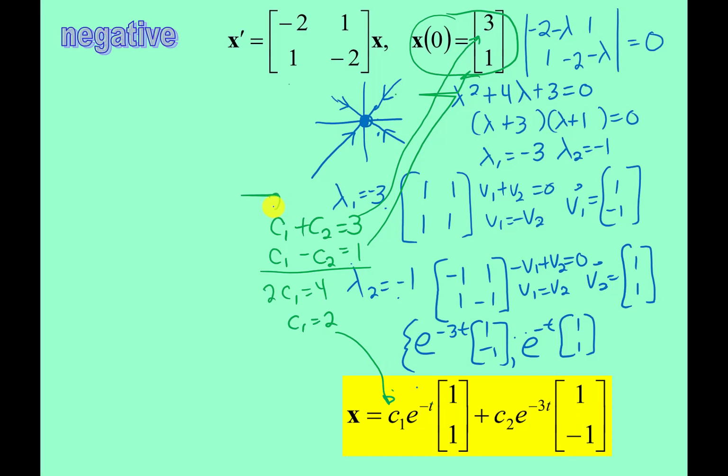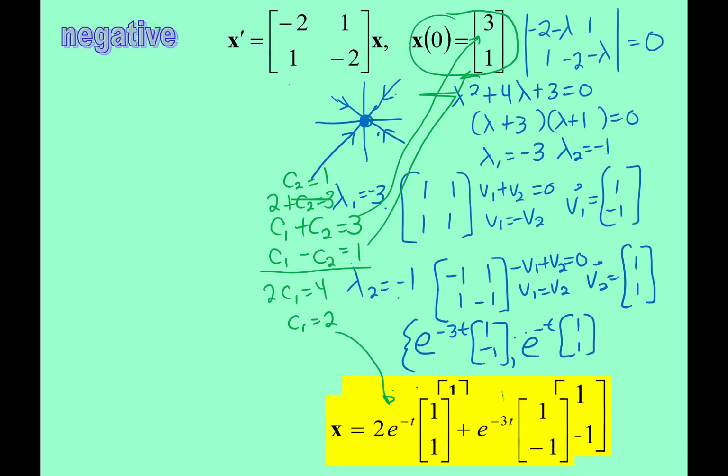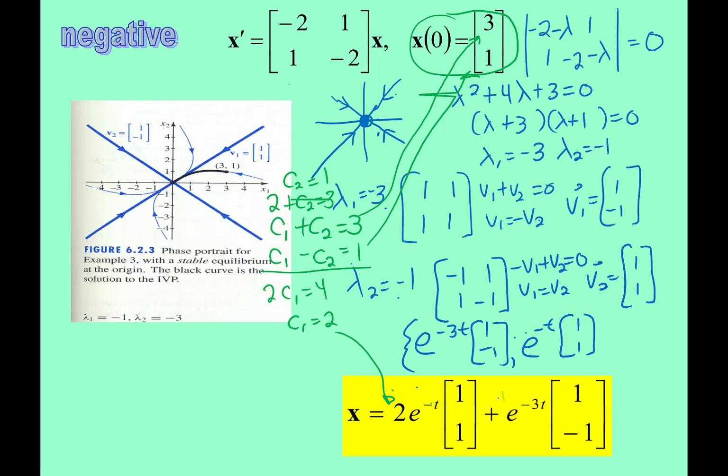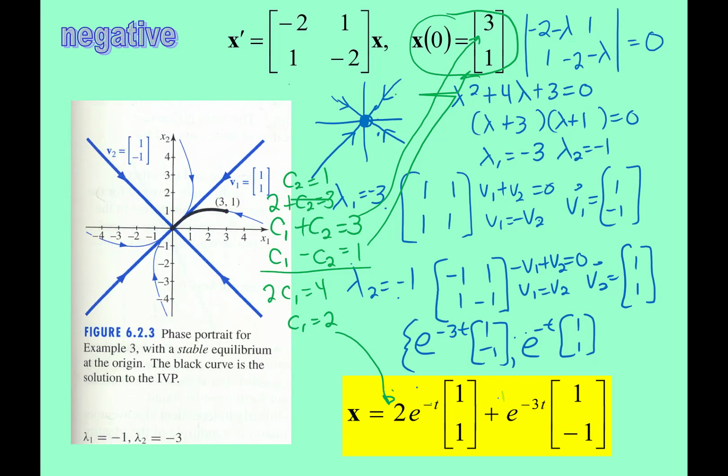And then if I put 2 in for C1, and then I have plus C2, that needs to equal 3, so C2 must be 1. So my solution then is 2 in here and 1 in there. And this is what the graph looks like with the flow of some of the solution curves, how they curve around but end up heading towards 0.